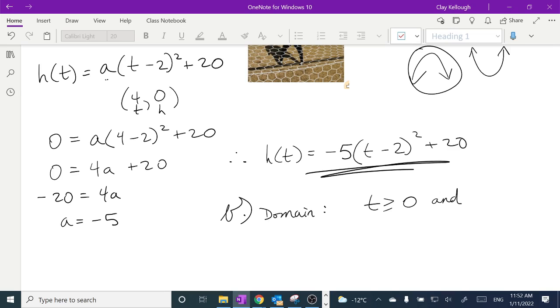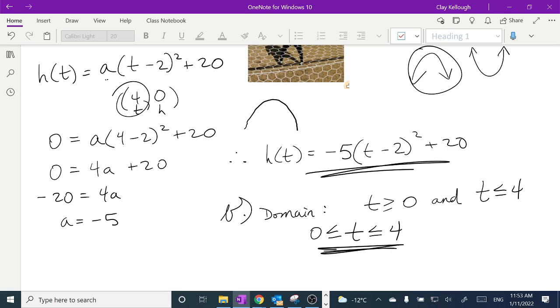Nobody can. And actually the problem tells me, when does it hit the ground? 4. So time has to be less than or equal to 4. I can make that one statement. I can say time has to be greater than or equal to 0, but less than or equal to 4. And that's my domain. Right? The ball's in the air for 4 seconds. It has a 4-second hang time. You kick the ball, 1, 1,000, 2, 1,000, 3, 1,000, 4. And there we go. That's it.